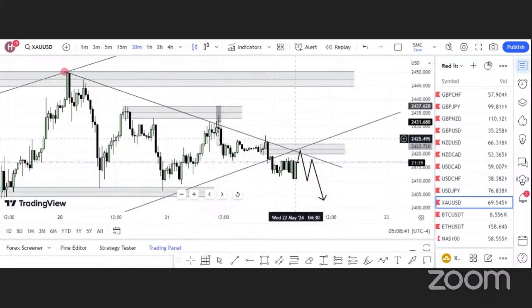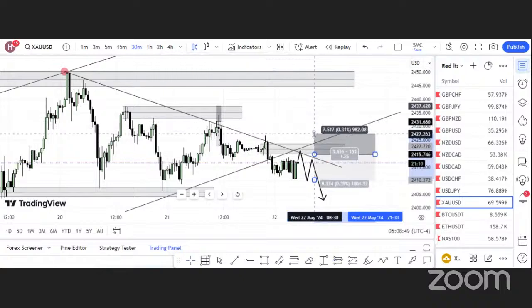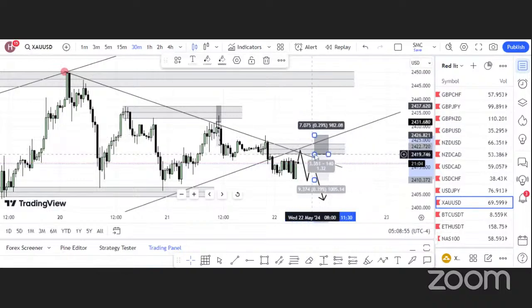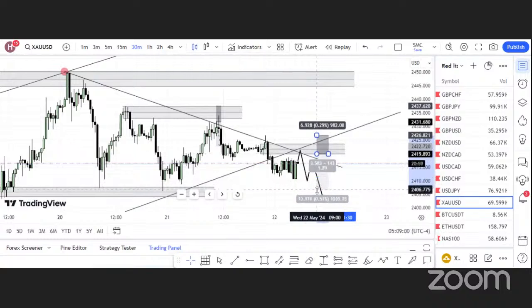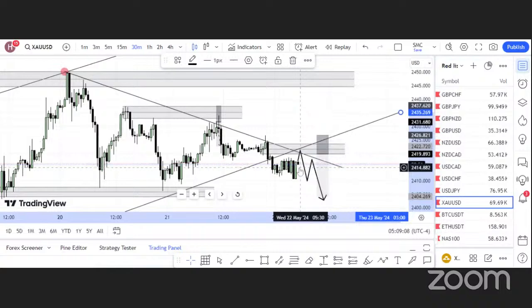Whichever one the market decides to sell from. So this is our take profit, and this is our stop loss.